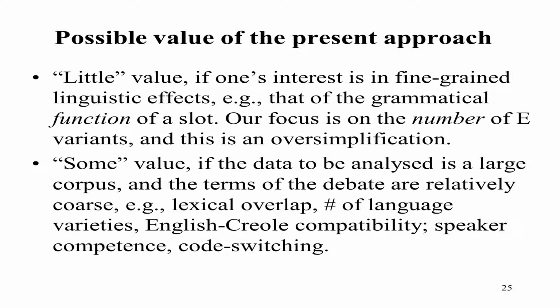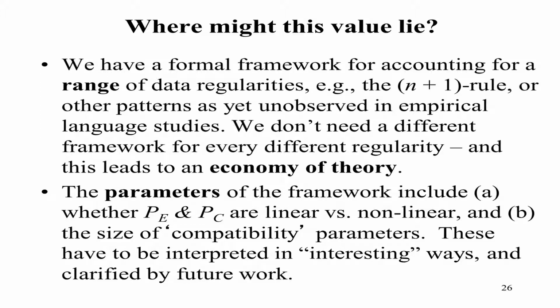If your interest is in fine-grained linguistic effects, not whether the first slot is a noun or a verb or the phonological context, which is what linguists are interested in, then I don't really have anything to say to you. But if, as you sometimes showed yesterday, you were interested in coarse ideas, not fine-grained, and things like lexical overlap, number of language varieties, English Creole compatibility, this is the level at which this kind of modeling, I think, has some use. So what we have here is a framework for accounting for a range of regularities. The N plus 1 rule is one, but there may be some other things like the number of varieties tending to 2.